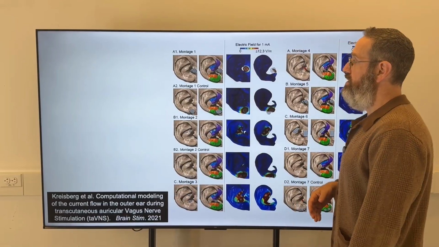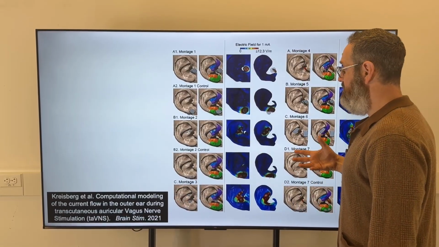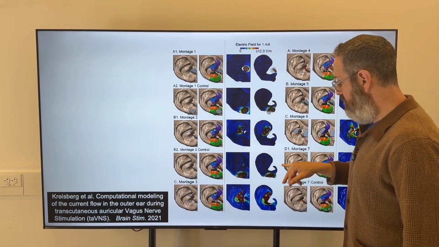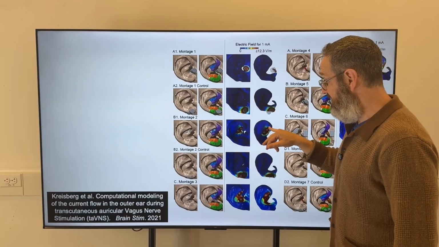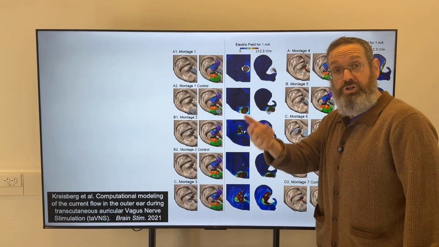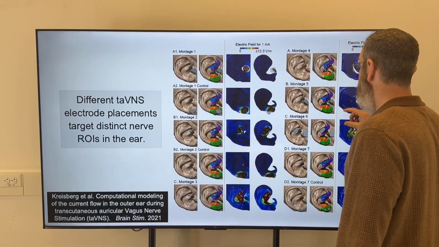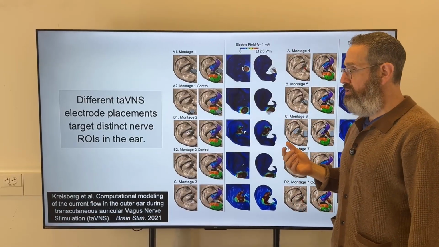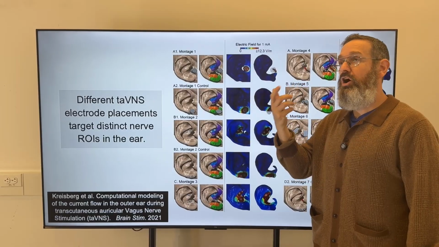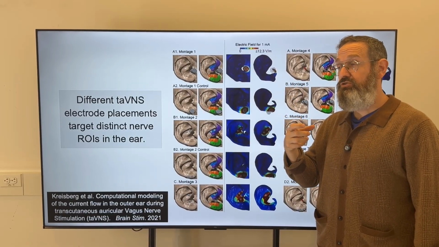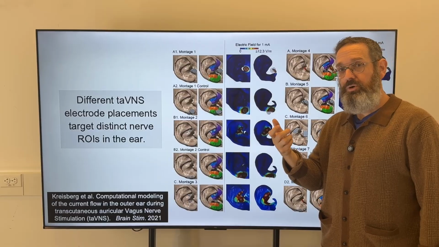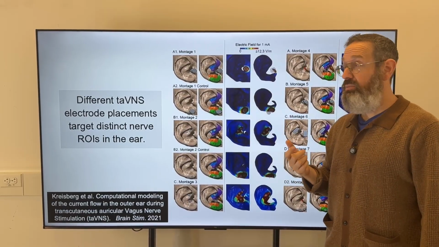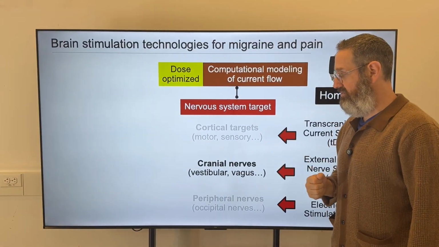I'm putting papers for people who want to dig more in, but not surprisingly, depending on where you put these electrodes, you will produce current to very different parts of the ear. And because the current flows to different parts of the ear, you will activate different ROIs. And so what I'm trying to show you here at a very high level is how computational models can be used to both tell you what you might be activating with your device, but also inform how you might optimize or alter your device for that purpose.